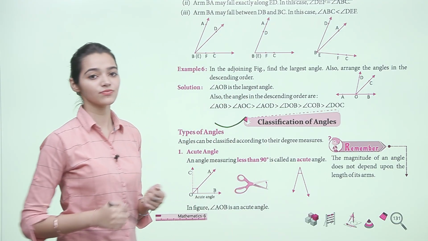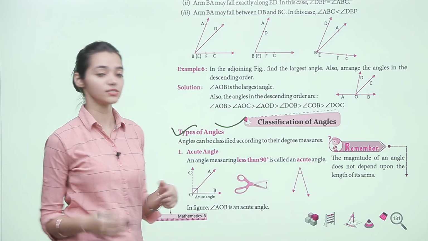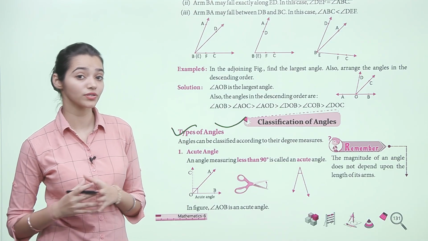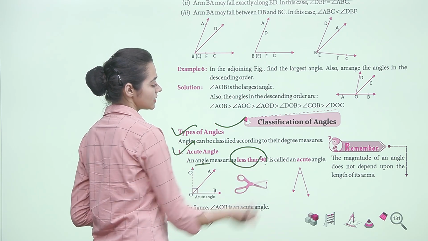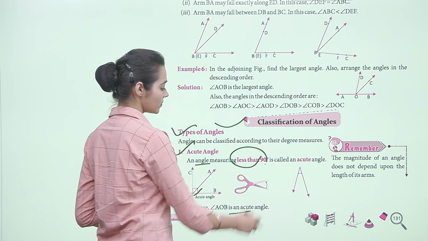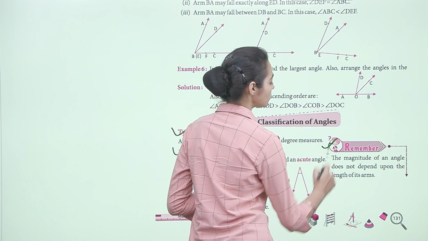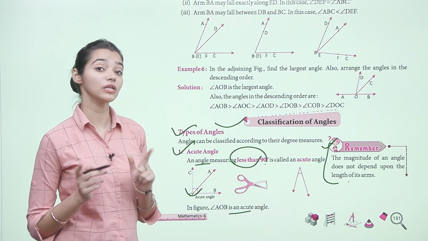Now let's start with the classification of angles. Here are the types of angles. Angles can be classified according to their degree measures. First is the acute angle, when an angle measures less than 90 degrees. Here angle AOB is an acute angle. Always remember, the magnitude of an angle does not depend upon the length of its arms.